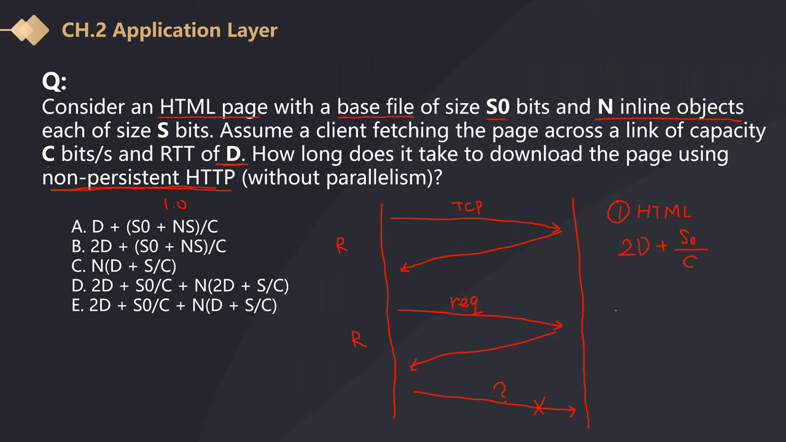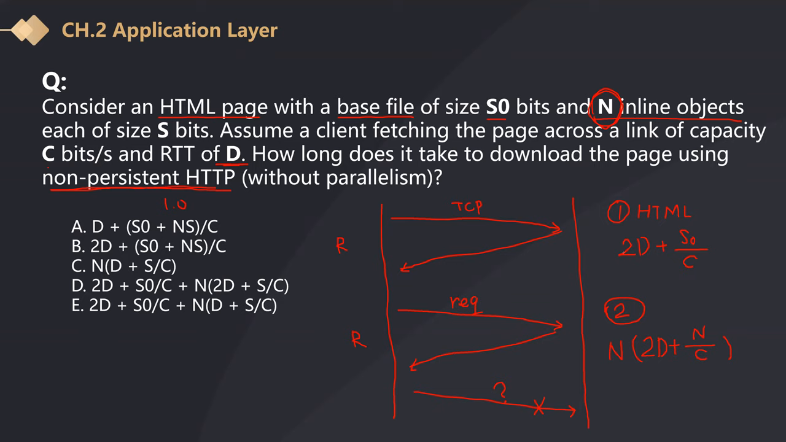And in the second stage, we have our HTML, and we find it has some pictures to download. So we need to fetch the pictures one by one, which means for one picture, it will take 2 RTT as the same. Like this, we need to create a TCP link and then send the request of the picture plus the size of the picture, which is N, divided by the speed. Because we have M pictures here, we need to multiply it by M.